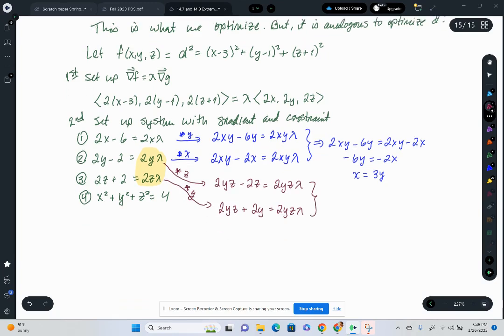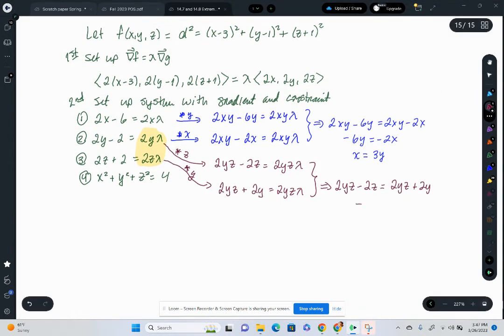Similar thing here. I have two equations. They are equal to the same thing, which means they should be equal to each other. So this means 2yz minus 2z is equal to 2yz plus 2y. Getting rid of the 2yz's, I'm left with minus 2z is equal to 2y, or z equals negative y.